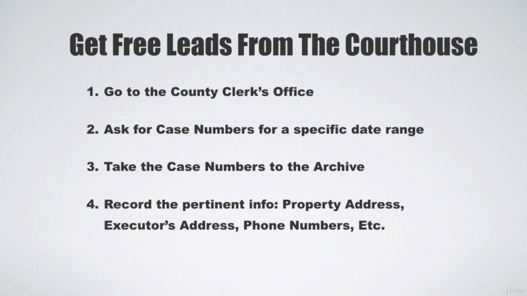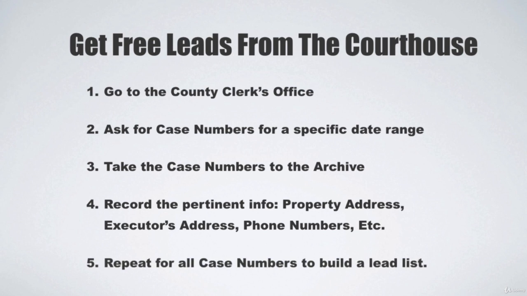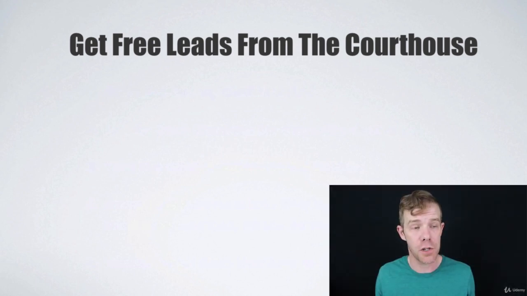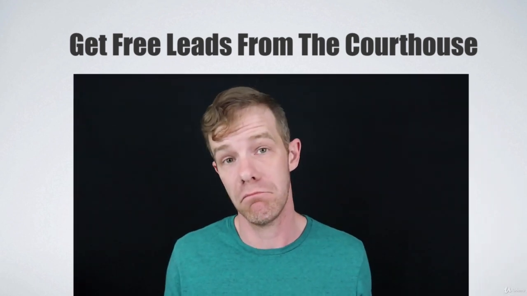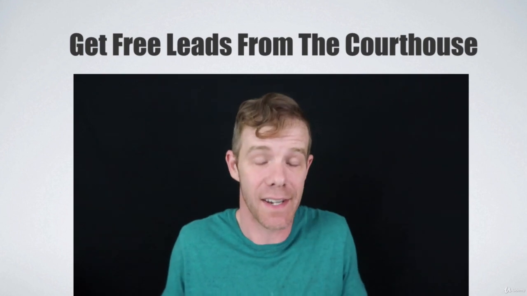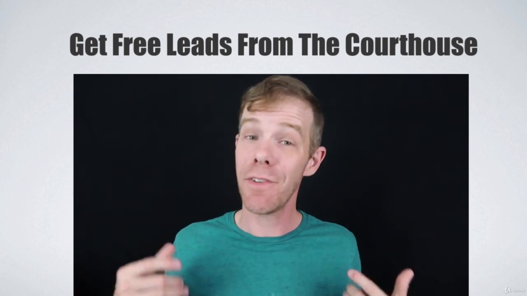And while you're inside the archives looking at those case numbers, also record any other information that might be available there. For instance, there might be some phone numbers there that you can use to try to track down the executor and get in touch with them. So record the pertinent information. And then you just simply repeat that process, look up all the case numbers, record the information, and that is how you build your lead list of free leads from the courthouse. That's it. Again, remember, it's a very simple process.